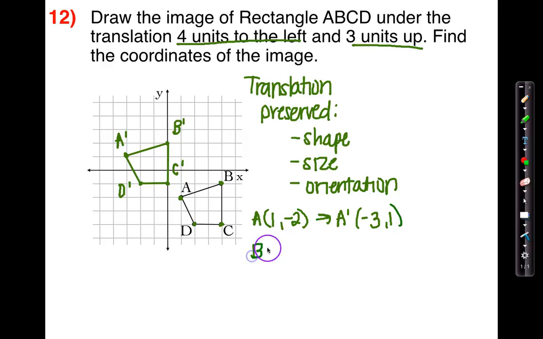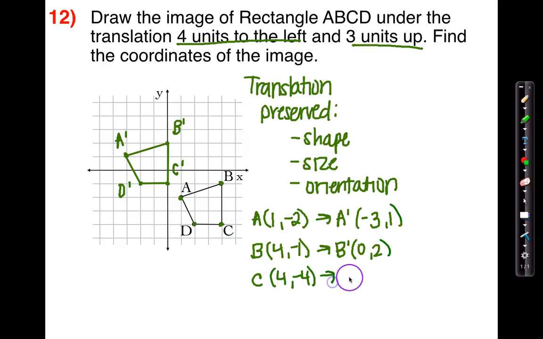Now we're just going to repeat this process for the other ordered pairs. For B, originally it was 4 comma negative 1, which became B prime, which is 0 comma 2. As for C, we have 4 over, 4 down, so that's 4 comma negative 4. C prime is 0 comma negative 1. And last but not least, let's go ahead and do D. D was at 2 comma negative 4. And D prime was negative 2 comma negative 1.